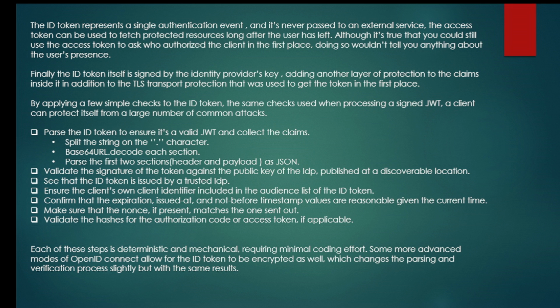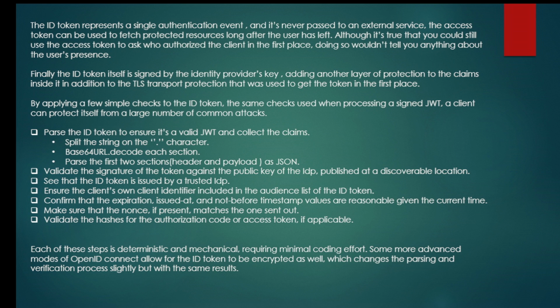Finally, the ID token itself is signed by the identity provider's key, adding another layer of protection to the claims inside it, in addition to the TLS transport protection that was used to get the token in the first place. By applying a few simple checks to the ID token, the same checks used when processing a signed JWT, a client can protect itself from a large number of common attacks. Yeah, we have a separate session. Definitely we can talk about more vulnerabilities in OpenID Connect, and we can see how we can fix those also.